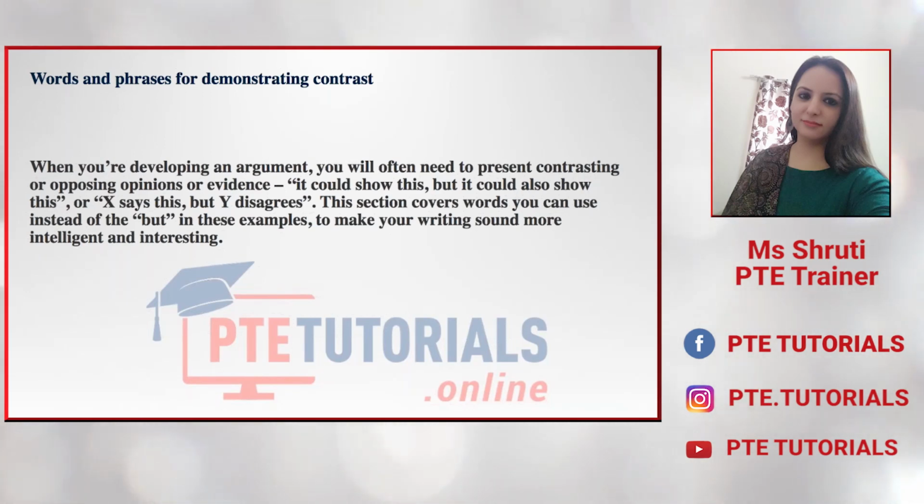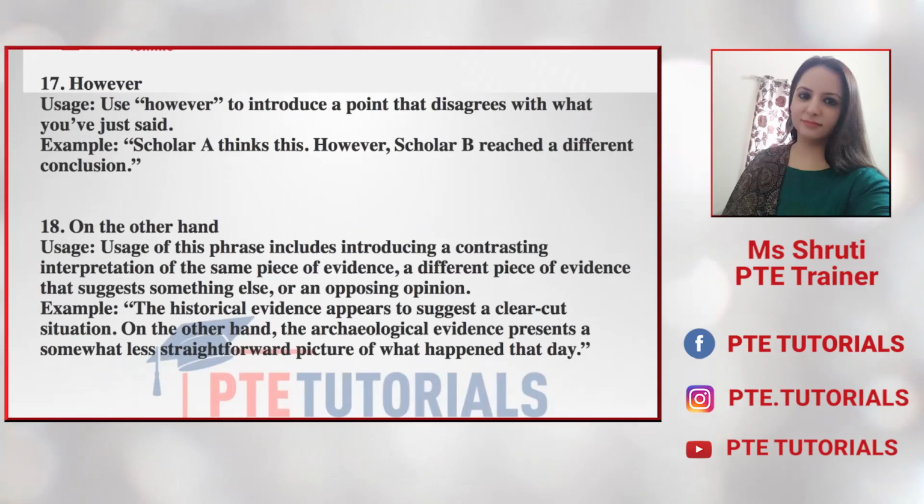Let us discuss them. First one is "however". Use "however" to introduce a point that disagrees with what you have just said. For example, scholar A thinks this. However, scholar B reached a different conclusion. Next one is "on the other hand".